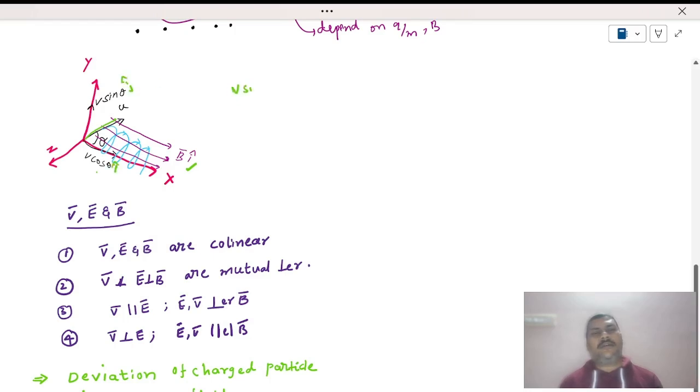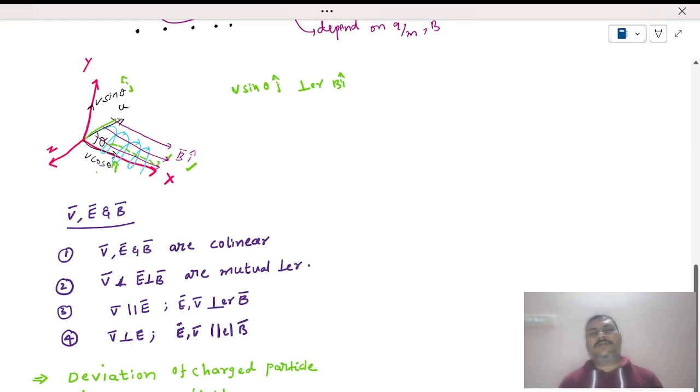Here the V sin theta component, along j cap, is perpendicular to B along i cap. So j cross i is equal to minus k. That means the force on the particle will be out of the plane, out of this screen. That means it will turn into a helical path, and we studied that the path is a circle. The plane of the circle moves parallel to the field direction.